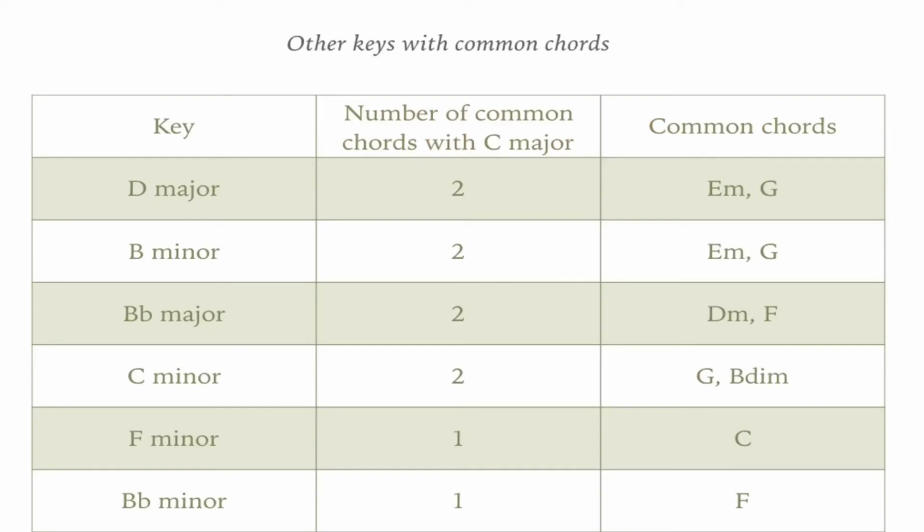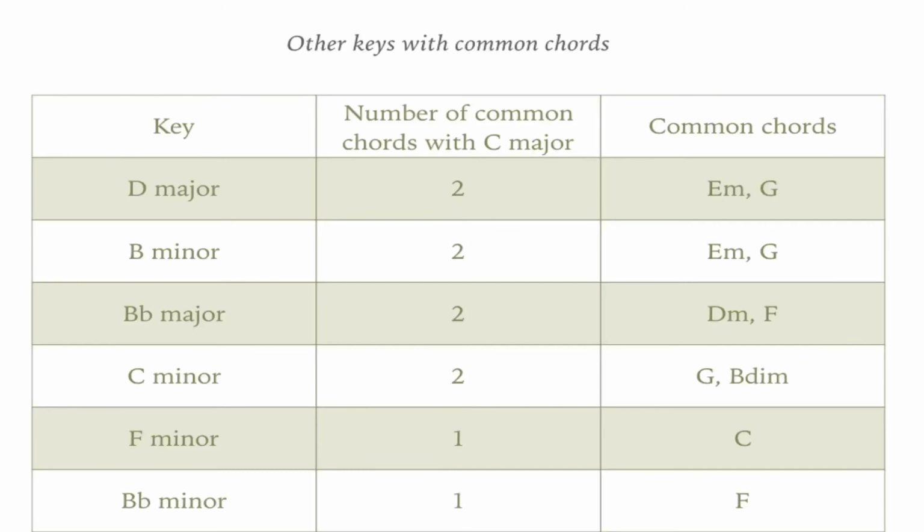Okay, in this chart you can see other keys with common chords. So between C major and D major there are only 2 common chords. They are E minor and G major. Between C major and B minor, again, 2 common chords there, E minor and G major. Between C major and B flat major, 2 common chords there, D minor and F major. Between C major and C minor, 2 common chords. We still have 2 more common chords there, G major and B diminished chord. Only in those cases when you are using C minor harmonic, when you have 7th degree raised. Okay, between C major and F minor, 1 common chord, C major, and between C major and B flat minor is also 1 common chord.